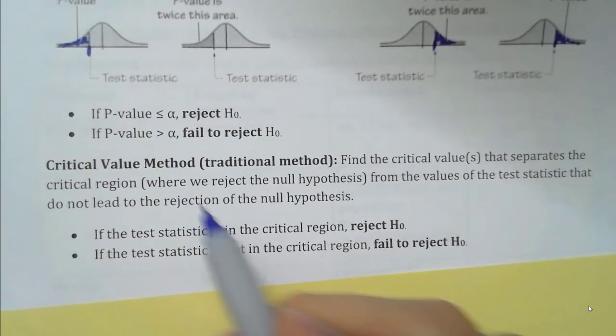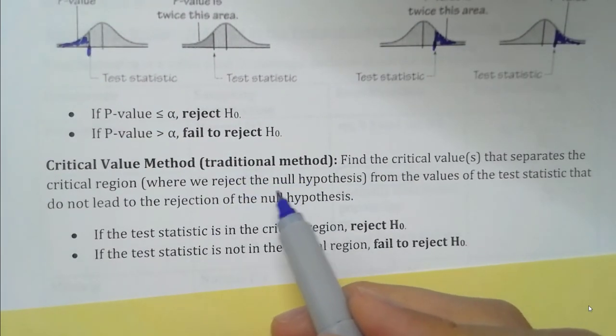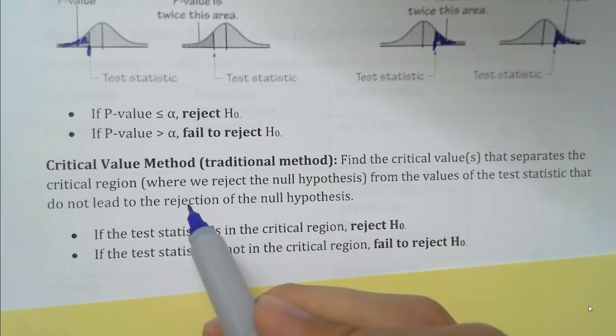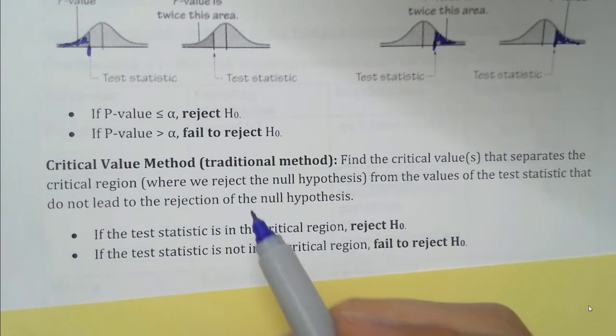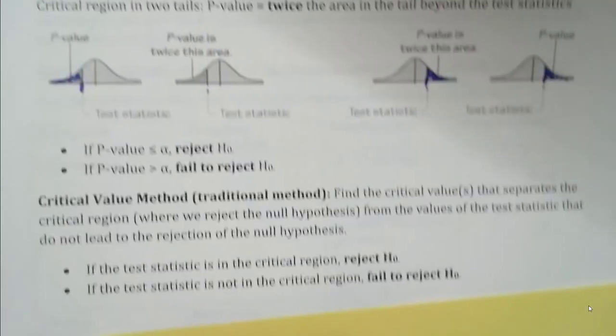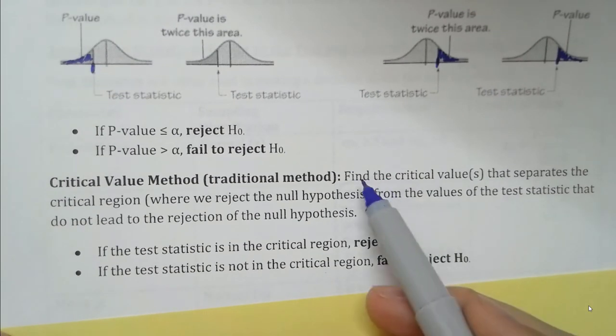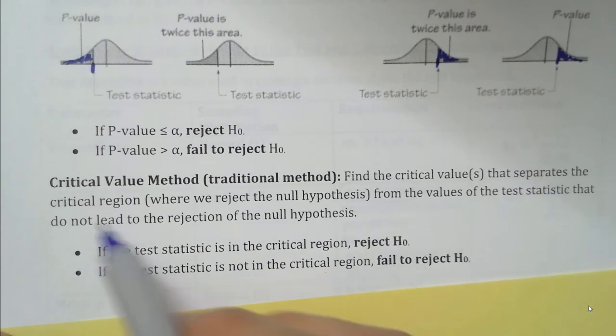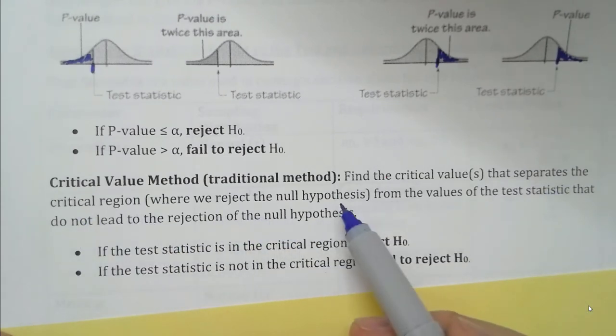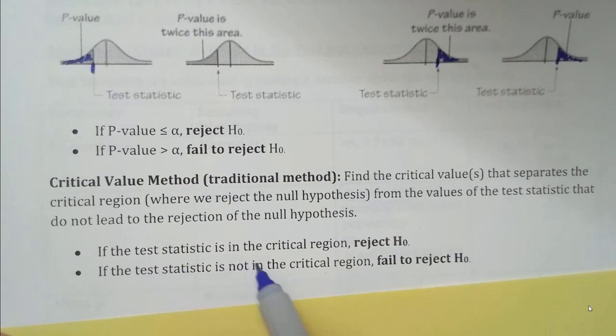And the critical value method is a traditional method. We will not be focusing more on this method in this chapter, but we focus more on the p-value method. But again, the critical value method is that when you find the critical values that separate the critical region where we reject the null hypothesis from the values of the statistic that do not lead to the rejection of the null hypothesis. So if the test statistic is inside the critical region, we reject the null hypothesis. If the test statistic is not inside the critical region, then we fail to reject the null hypothesis.